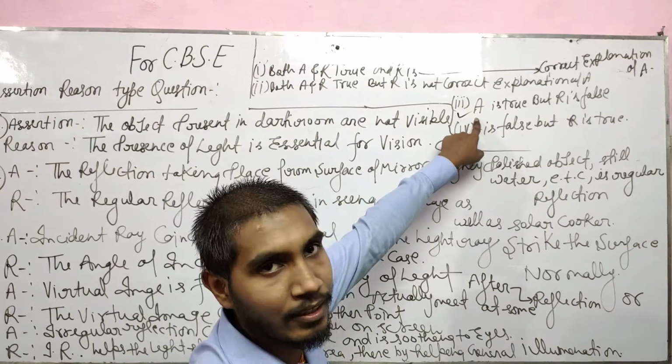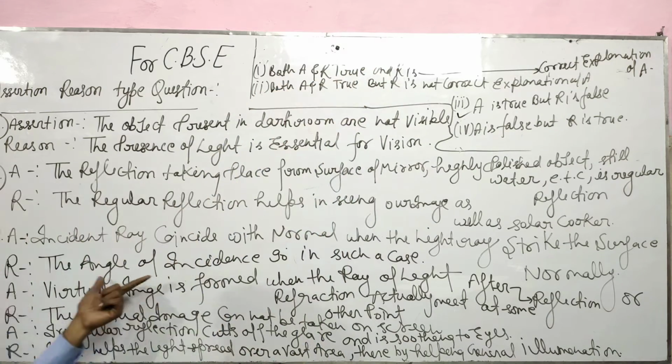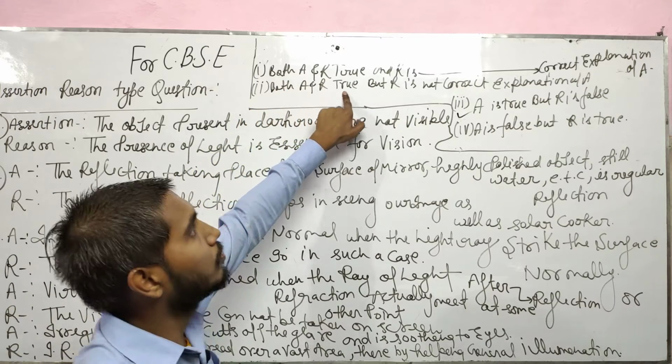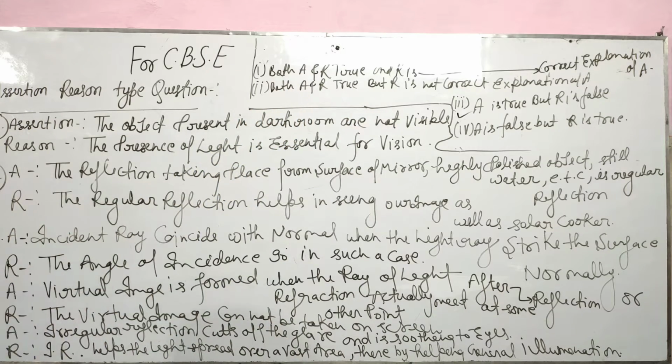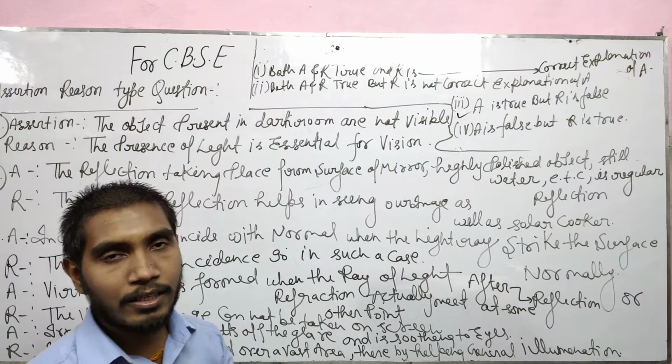The option saying A and R are both true is not possible. R is not true. So the first and second options are not the correct answer for the third question. The correct option is A. Understood?